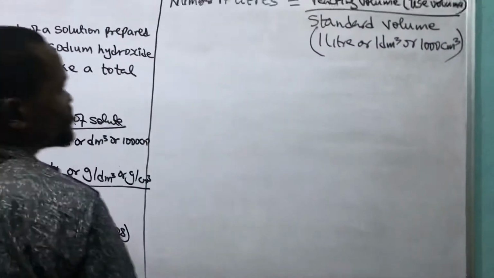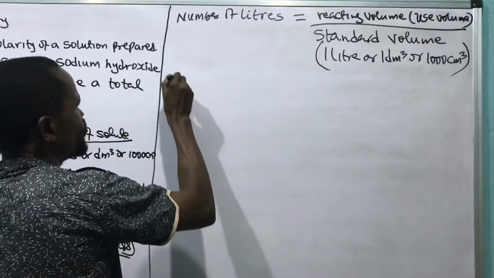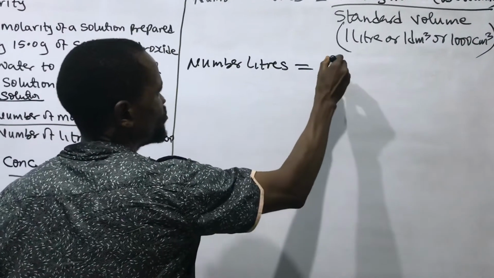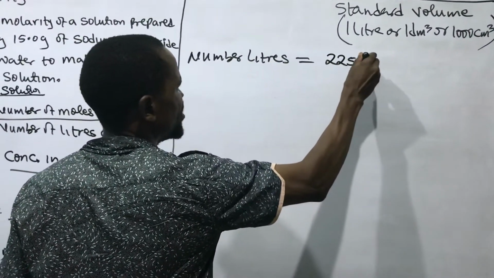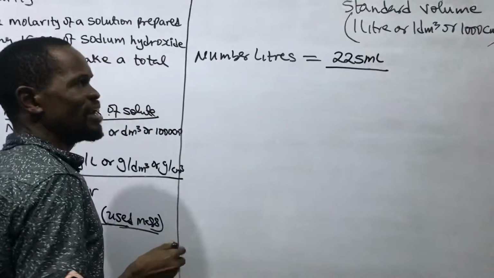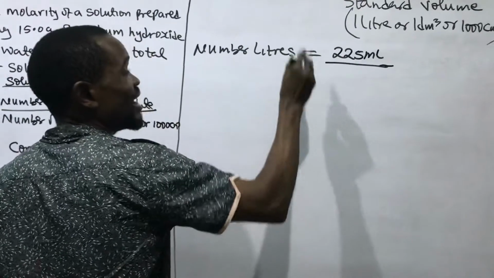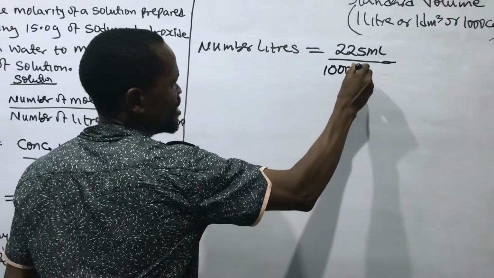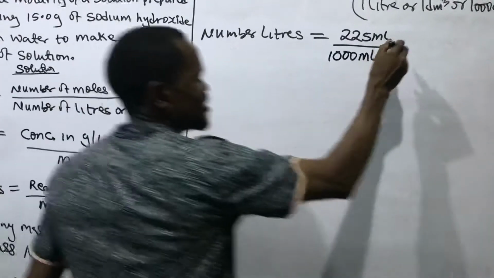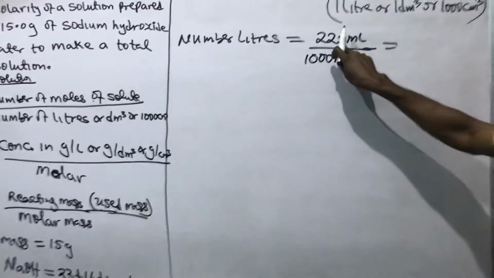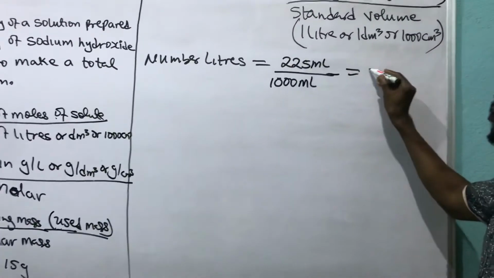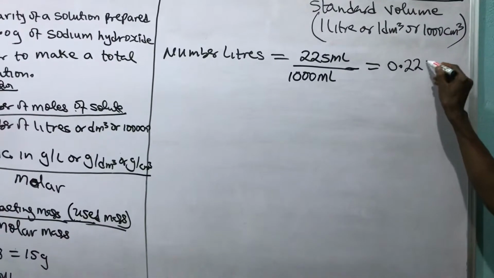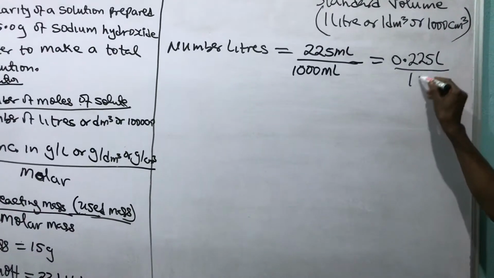Since you have known that, how would I say my reacting volume? Number of liters is equal to reacting volume, which is 225 milliliters divided by 1 liter. Then putting my 1 liter in milliliters, it will be 1000 milliliters. Which is the same thing as converting this to liters. It will be 0.225 liter all over 1 liter.